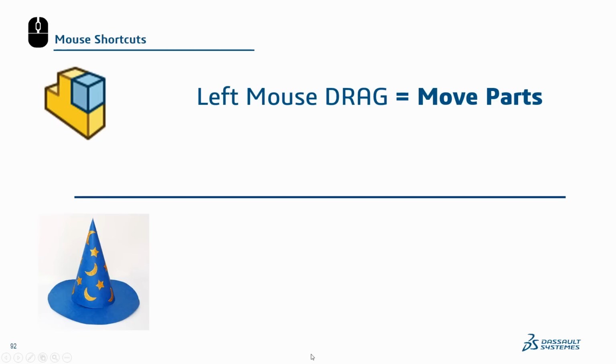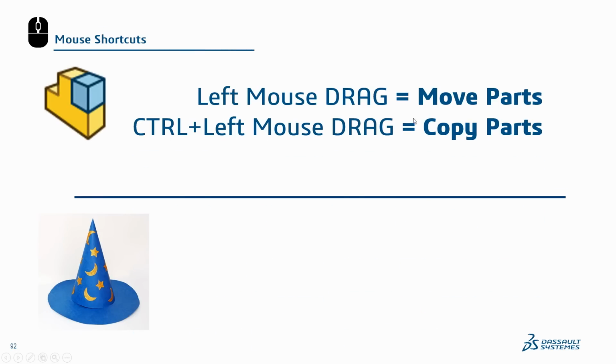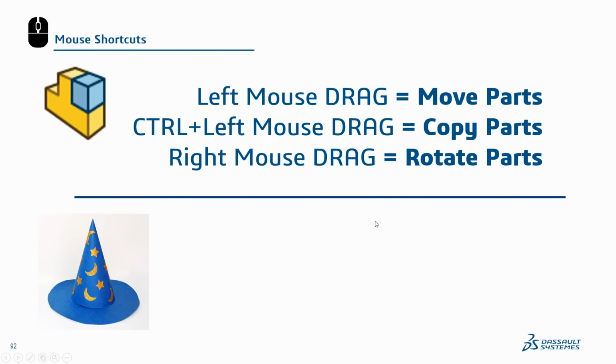All right, another one that's good to know about here is when you're in an assembly, you can left drag to move parts, right drag, or control and left drag is going to copy parts, just like we showed earlier, and then right mouse button drag is going to rotate parts. And then this is just kind of like a little magic button. If you do shift and left click, a lot of times it'll let you pick things you couldn't pick otherwise.